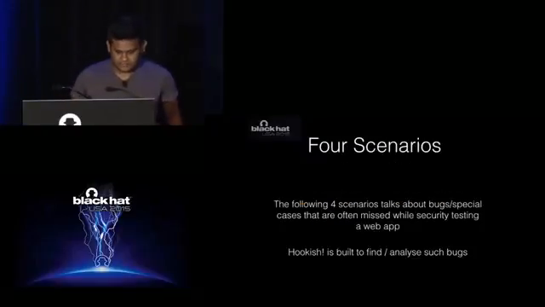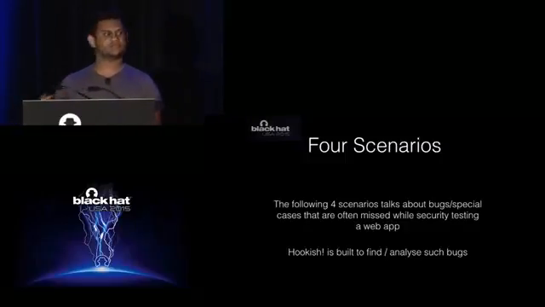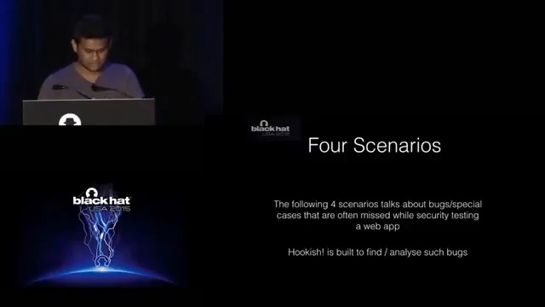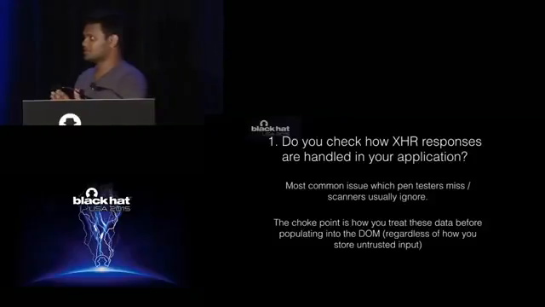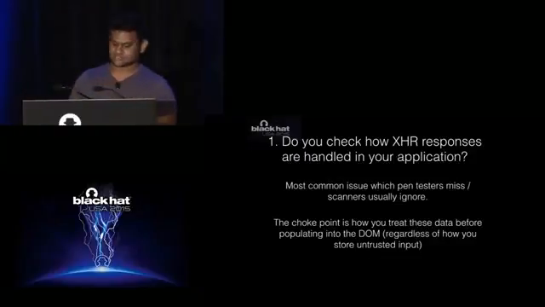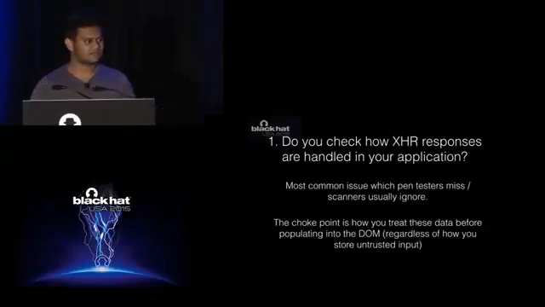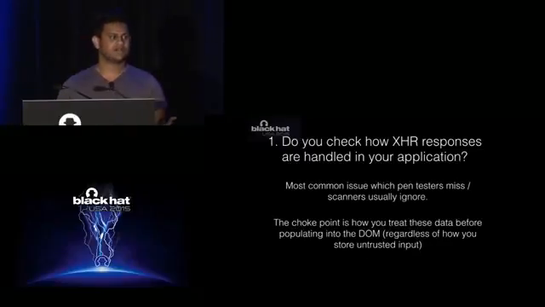With that being said, I will go through four interesting scenarios and use the Hookish tool to find web app bugs. The first thing, which I already talked about a bit and which most pen testing tools miss, is your XHR's response or your WebSocket's response and how they are being populated into the DOM. When a web app is using some API and fetches some JSON content, I always used to wonder what's going to happen to this JSON content. Regardless of whether the server side is doing proper filtering and output encoding, the ultimate choke point is what your JavaScript is doing before pushing it to the DOM.